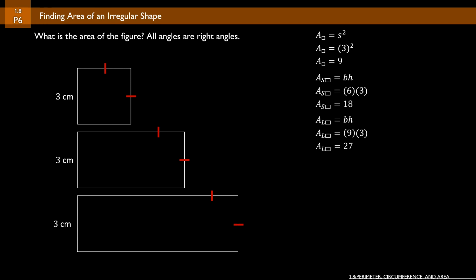We're going to take all of those together to find the area of the irregular shape. 9 plus 18 plus 27. 9 and 18 gives us 27, plus another 27 is 54.